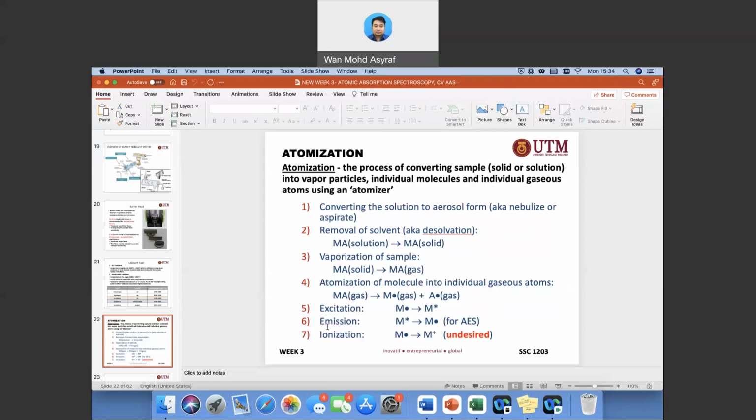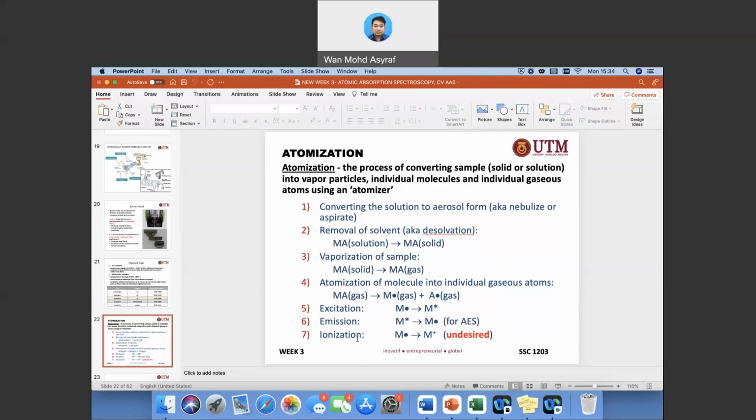And then it is not stable, as I mentioned before, so it will create an emission. This emission, M star, becomes M ground state. This is very particular to your AES, not AAS. AAS is up until excitation only. If it continues to emission, then it is for AES, atomic emission spectroscopy. But for atomic absorption spectroscopy, it is just until the excitation state, because we measure the transmittance, not the wavelength that is being produced by the emission.